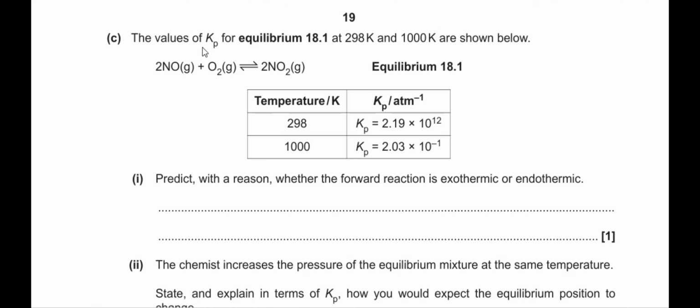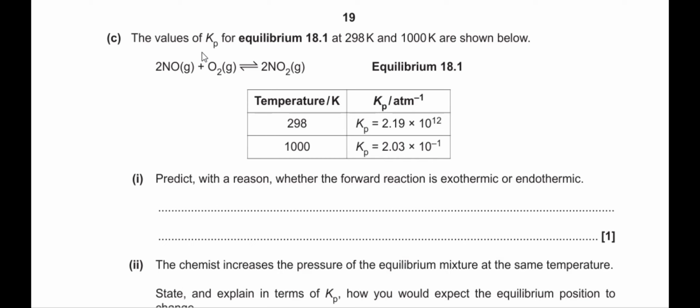Part C. The values of Kp for equilibrium 18.1 at 298 Kelvin and 1000 Kelvin are shown below. 2 NO gaseous plus O2 gaseous reversible reaction gives 2 NO2 gaseous. Then the table showing the temperature and the Kp per atmosphere are also shown. Question: predict with a reason whether the forward reaction is exothermic or endothermic.